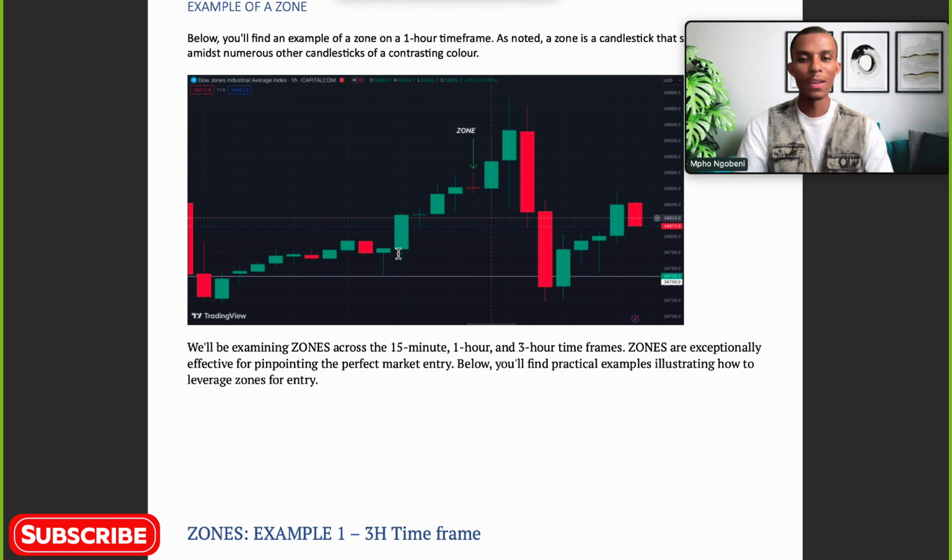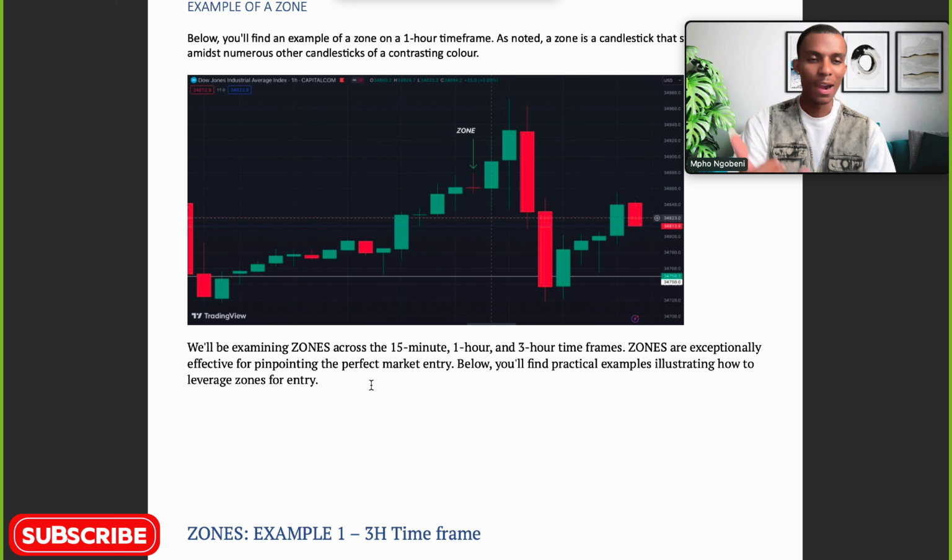As you can see below there, in the book, I show you what a zone is. Why is it a zone? Because we see a series of green candlesticks, then out of nowhere, in the middle, you see a red candlestick, then a continuation of green candlesticks. Right there, that's your zone. So we saw a break of the zone and the retest of the zone. There's a very high chance this continued to sell. Very high chance.